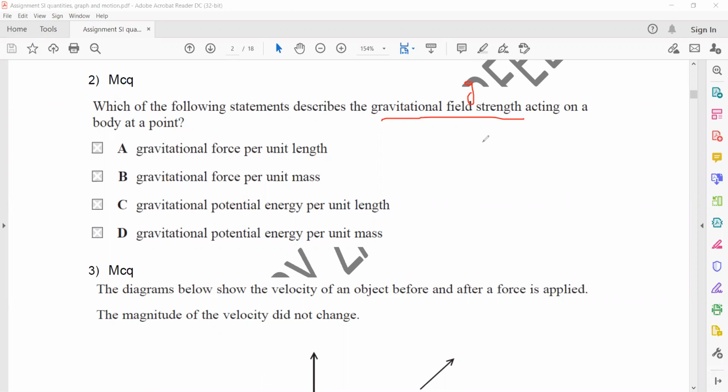It's not force per unit length because we have the formula weight is equal to mass multiplied by gravity, or gravity is equal to weight divided by mass. Weight is the force, so it is Newton per kilogram. So basically it is weight per unit mass. That's why A cannot be the right answer. B is the right answer: gravitational field strength, g, is the gravitational force per unit mass. Again, C is not the right answer. Potential energy per unit length is wrong, and potential energy per unit mass is also wrong. So B is the right answer for question 2.